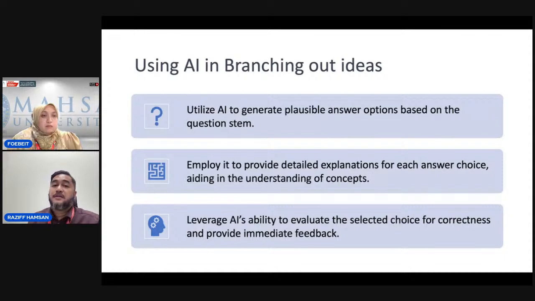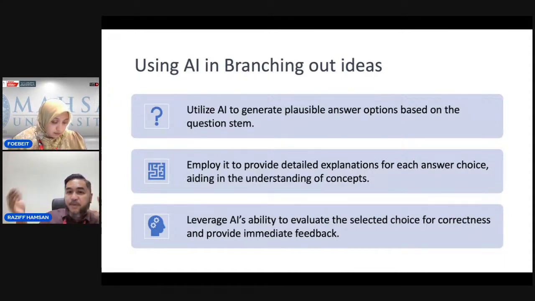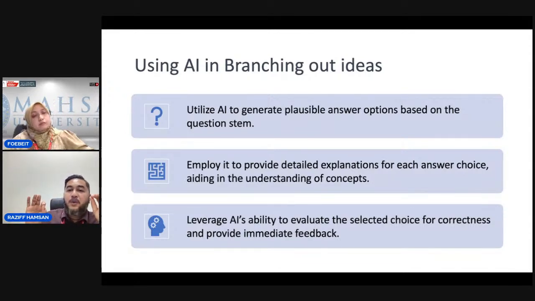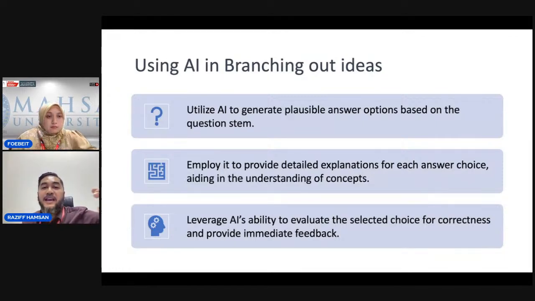However, using AI, you will be able to branch out ideas without any other humans together with you. You can use AI to generate or branch out all the ideas that you put in. For example, you can get AI to generate any possible answer options. More possible answers is better. Then from there, you do the selection yourself, and after that you can further branch it out. Once you get into that, you can leverage all the details and go back to AI and get feedback.